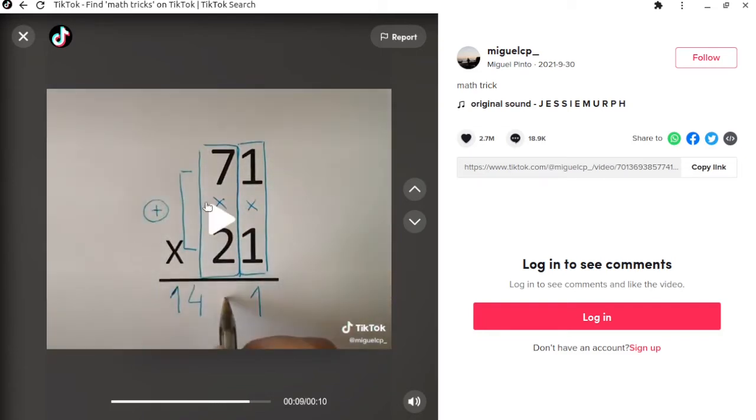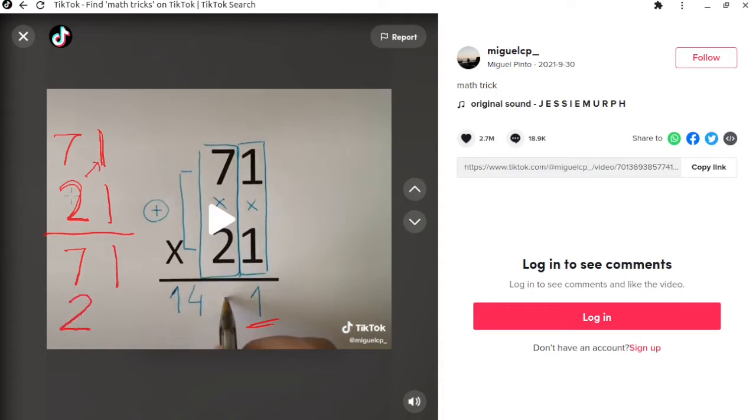Okay, let me do this. Let's see how I would do it, and let's decide how it is different. 71 multiplied by 21. Okay, so first 1 multiplied by 1, the ones, so that's 1. That's the same thing you did there. Okay, next we would multiply 2 tens by 1, it's 20, so that's why we write it in this column. And then 2 multiplied by 7, that's 14. That's what he did over here. That's what he wrote there.